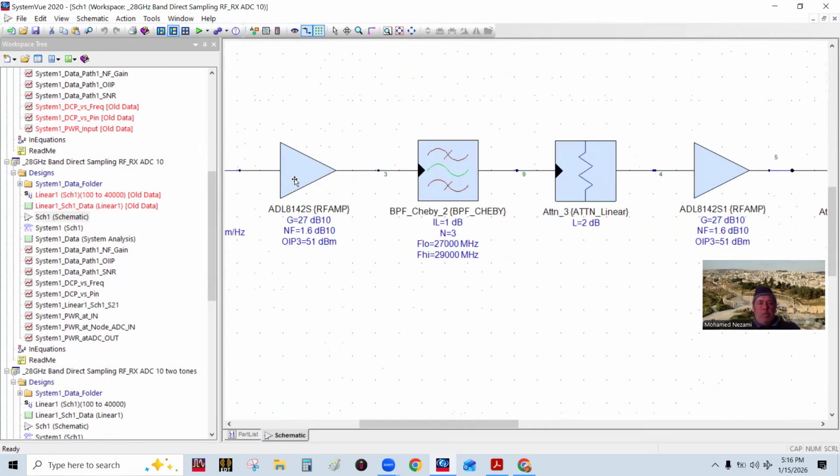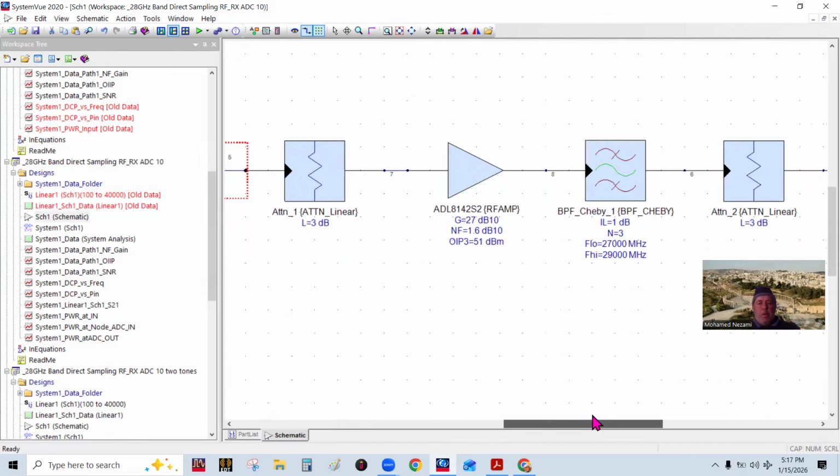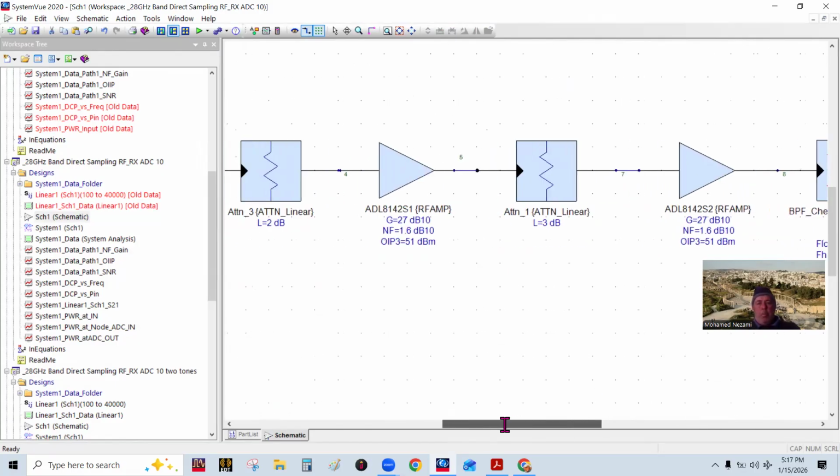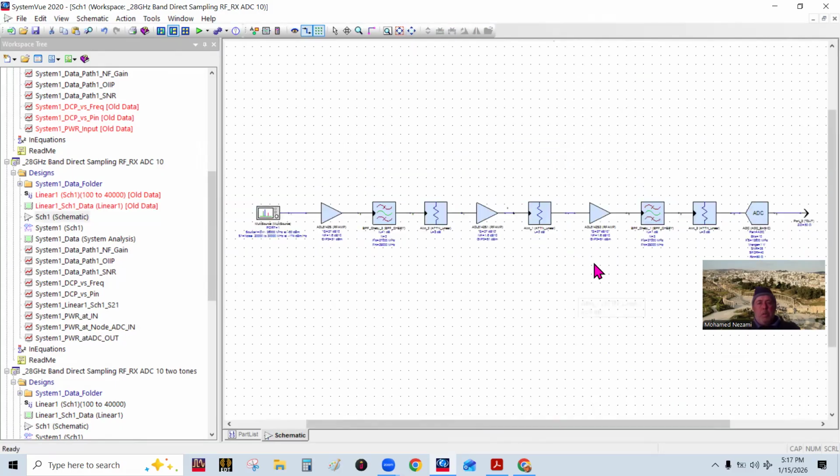Now, if you look at these devices in here, this 27 dB of gain, here's 27, and here's another one, which is 27. These are based on an ADI LNA, which is ADL8142, okay? And there's a whole bunch of pads between them to manage and control the level, okay?